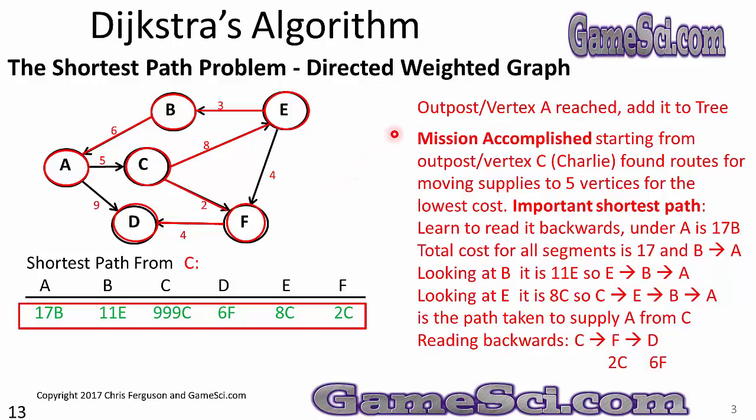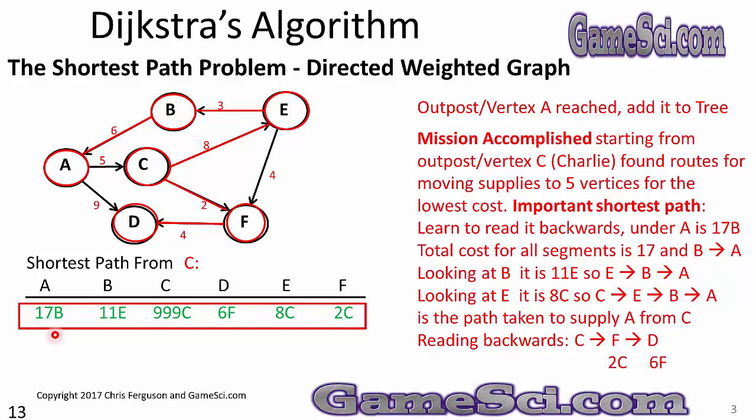Mission accomplished. Starting from outpost, vertex C, or Charlie, we found routes for moving supplies to 5 vertices for the lowest cost. Important for the shortest path: learn to read it backwards. Under A is a 17B. The total cost for all segments to reach A is 17.